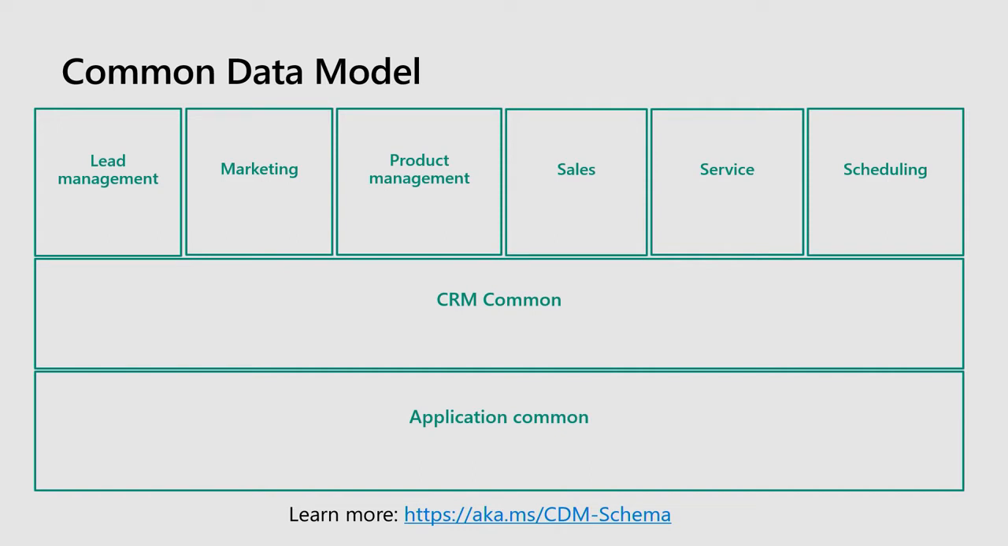So for example, lead management. Not everybody's building a sales app. So if your system doesn't need a sales app, you don't plug in that information for the model. You can keep the level of model you need. But if you do need things like lead and opportunity and things like that, you can add in those modules.